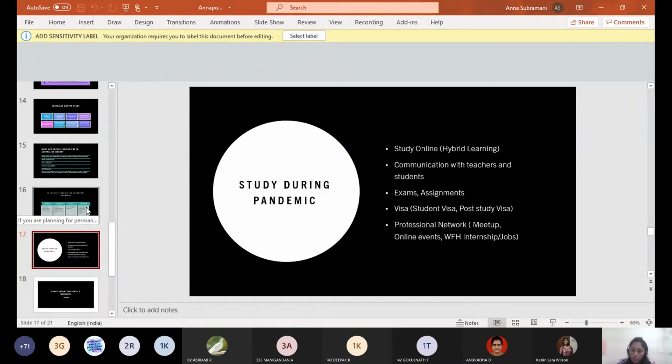That's one of the border rules. But I would encourage you to check the Australian immigration rules for better clarity, because I'm not sure, as it changes every now and then. Similarly, professional network meetups are still online, we can meet people online, online events are happening, and work from home internships and jobs are still available. So if you still choose to study in the pandemic, there is a contingency for that as well. But kindly do research before getting into that.